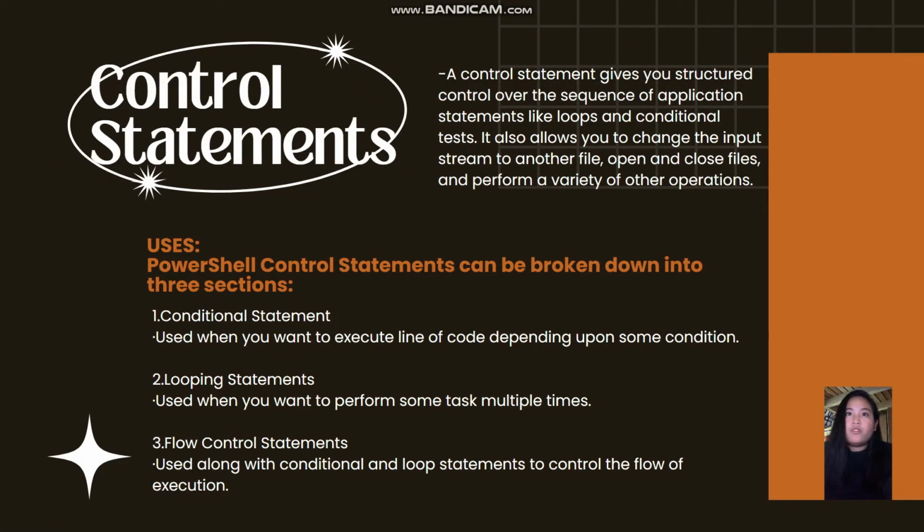First, we have conditional statement, used when you want to execute line of code depending upon some condition. Second, we have looping statements, used when you want to perform some task multiple times. And third, we have flow control statements, used along with conditional and loop statements to control the flow of execution. So let's tackle the 3 sections one by one.